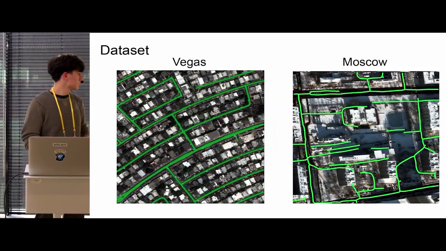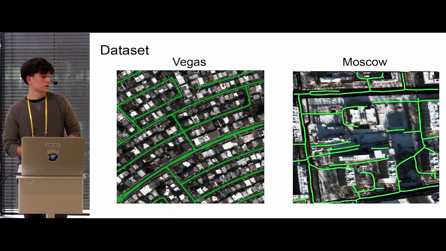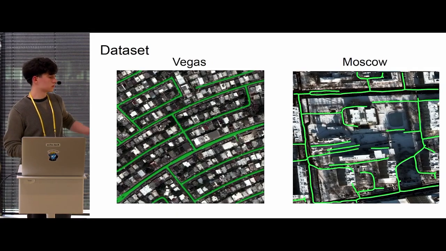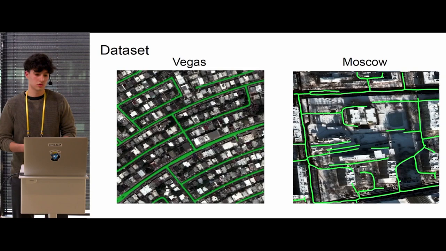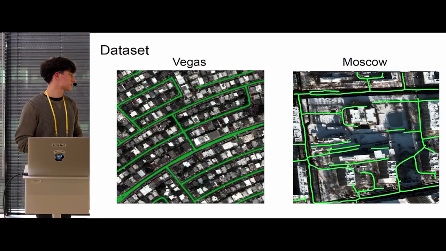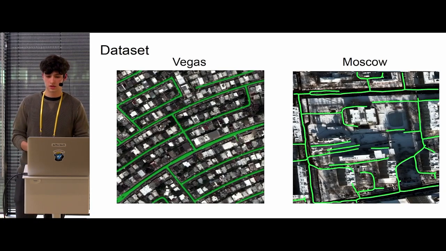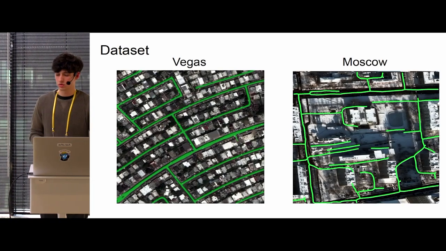And also, all the cities are quite different. For example, we have Vegas with a clean and good road layout, so it's easy for the model to understand, and it worked great on it. And Moscow with a really complex road layout, which is really hard to estimate. So the difference between cities mattered a lot, and it was really important to balance them.